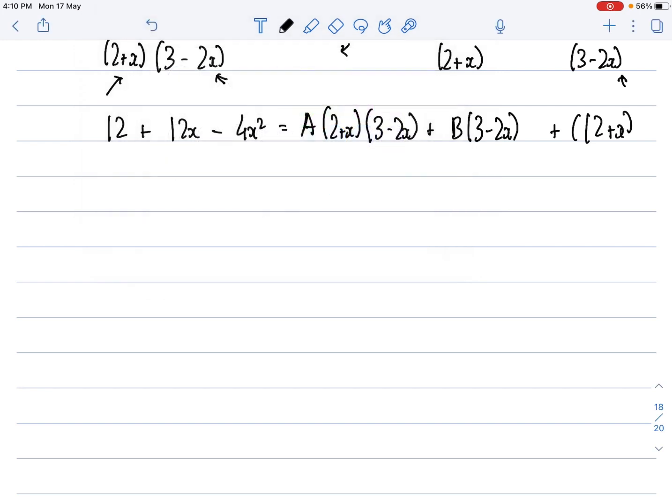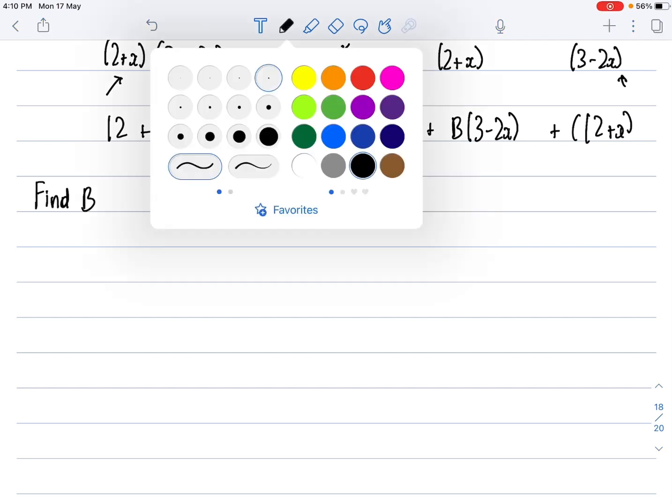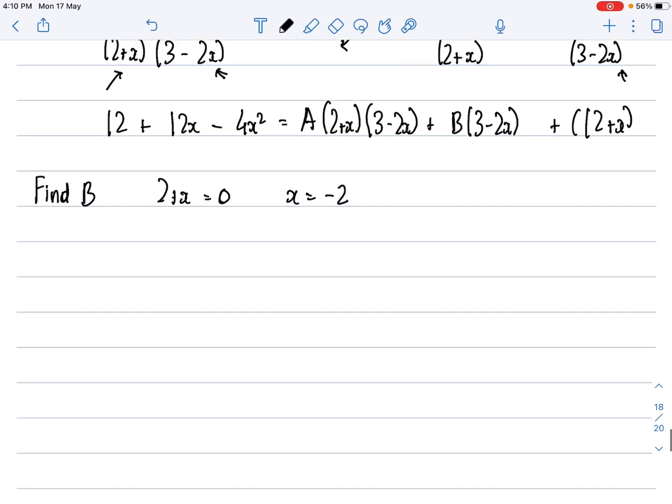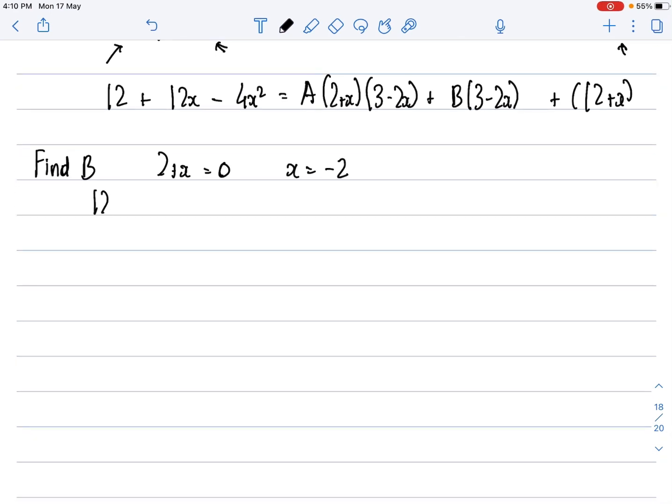So now let's say I want to find B. For finding B, I need the area here and the area here to be equal to 0. If you see, 2 plus x is common in both the areas. If that's equal to 0, I'll get my x as minus 2. So I simply substitute x as minus 2 to get something like this. Okay, this is what I'll get. So I know this will be 0.